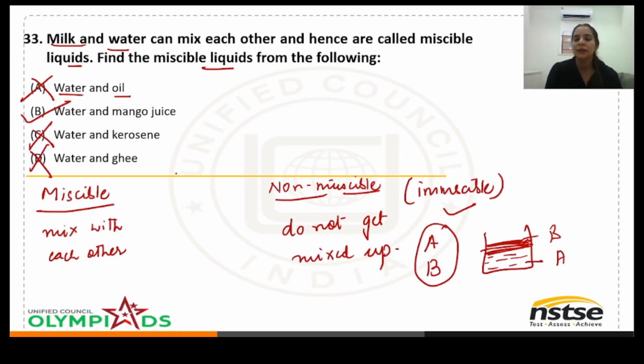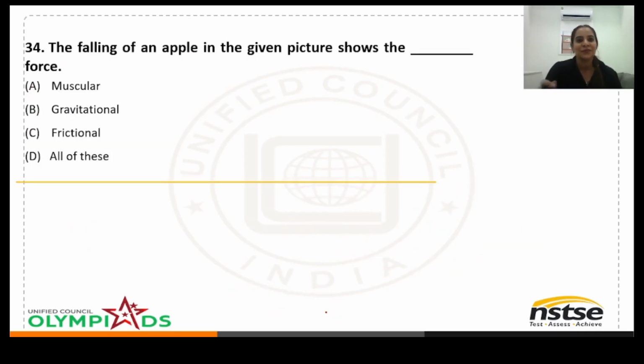You can try this out. Take a small amount of water in a glass, add ghee to it, or take another sample, water with kerosene oil or water with any oil. You will see that even if you stir it, after some time you can easily make out where the oil is and where the water is. So here the correct answer, the miscible liquids out of them, is option B, water and mango juice.